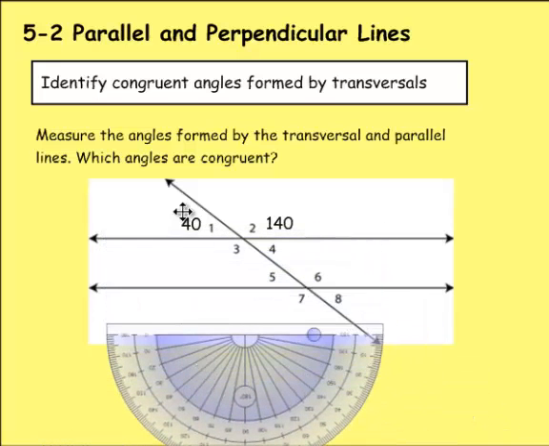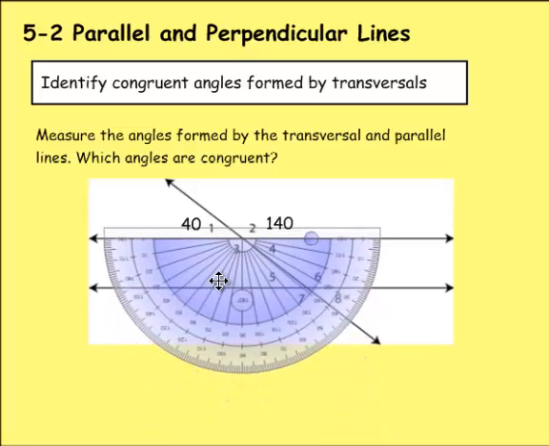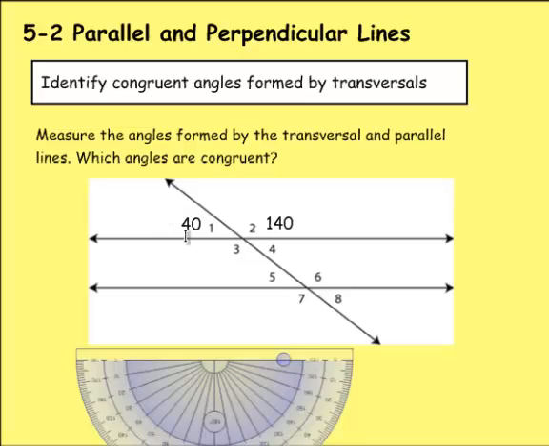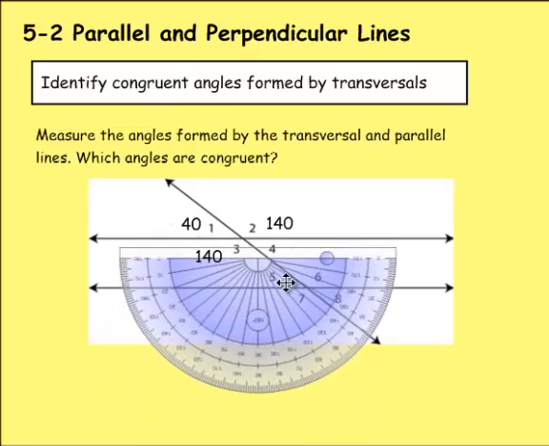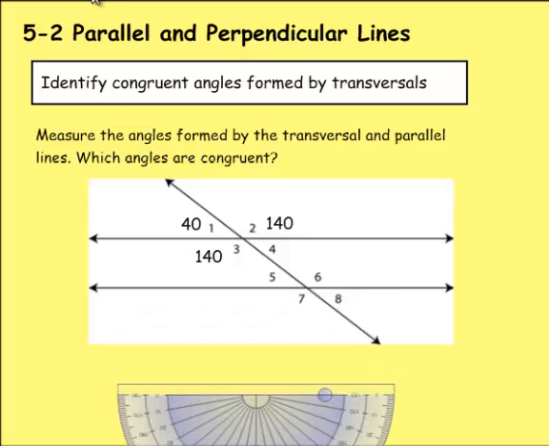Angle 3 is a large angle. As you can see, it's obtuse. So if I line it up, starting at 0 here, it goes all the way to 140. If we do that for angle 4, I see that angle 4 is acute, so it's smaller. That just takes me to 40. And if you notice, there's a pattern emerging. Let's check out 5 and 6.